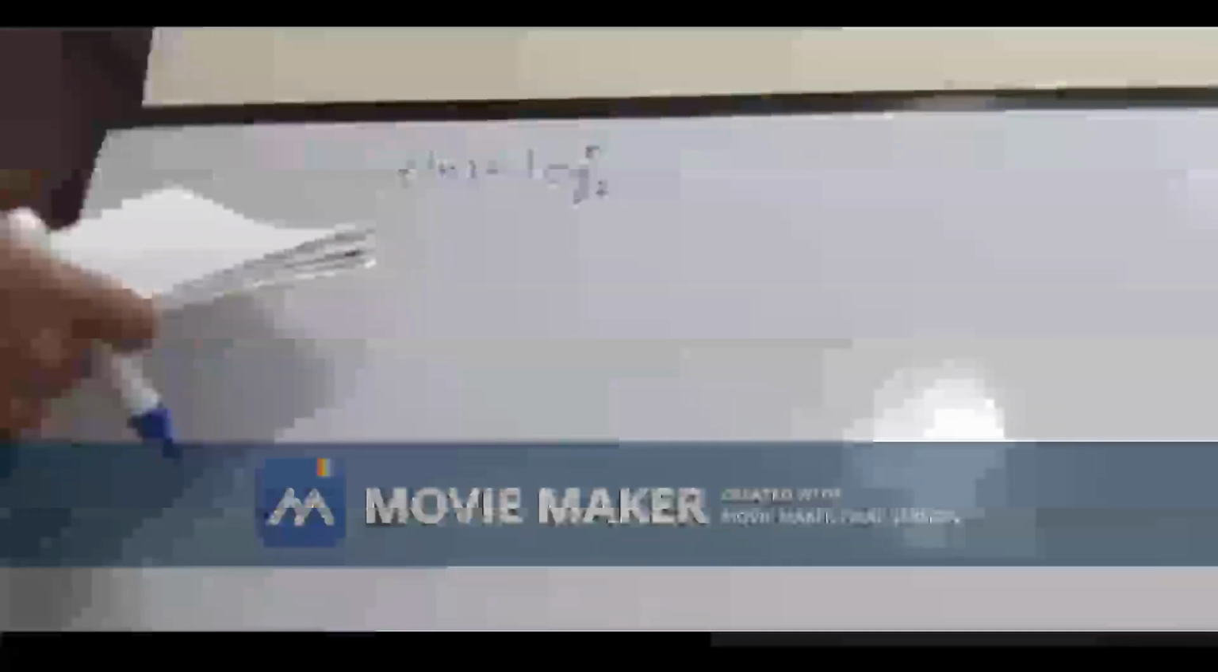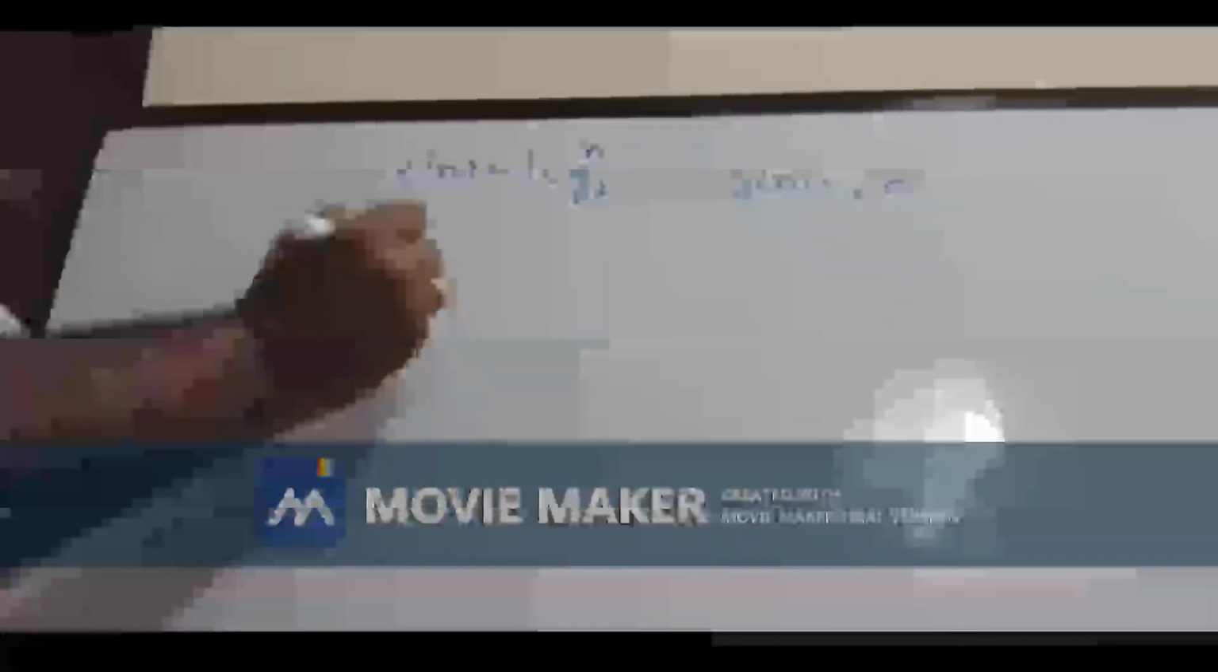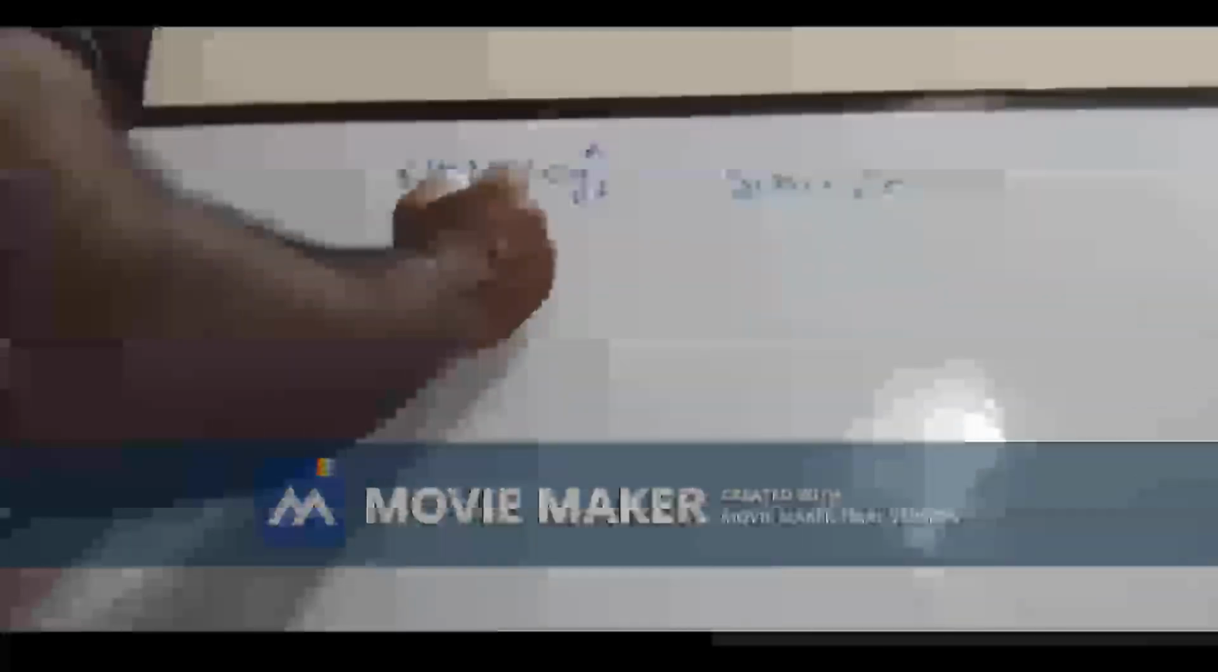Now we'll take another example. We'll take t of n equal to log n base 2 and g of n is square root of n. Now we'll compare the limit as n tends to infinity of t of n divided by g of n.